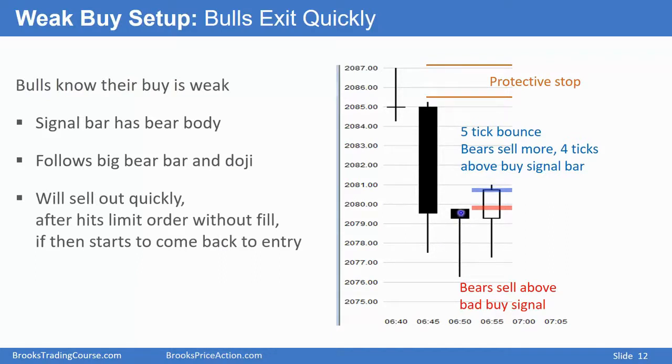So the bulls buy 1 tick above this bar. They get filled on that gray line right there. They place a limit order to take profits 4 ticks higher, which is this gray line. And you can see the market exactly hit their limit order. If it does not get filled pretty quickly, those bulls will get out, afraid that they'll be trapped, a 5-tick trap.